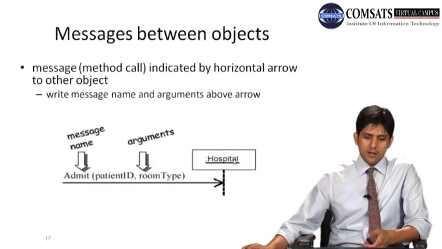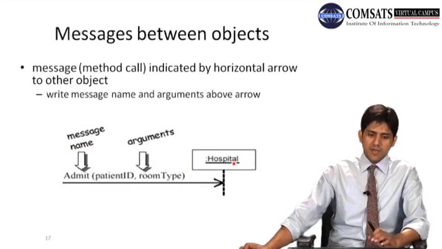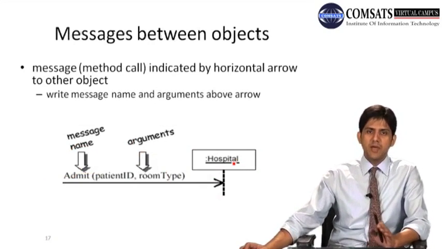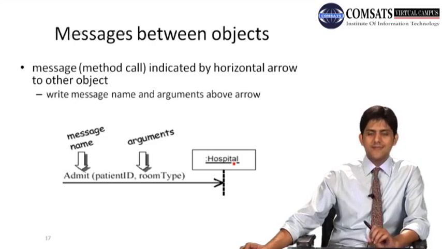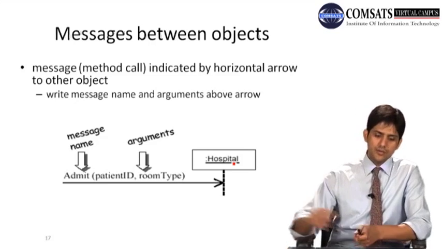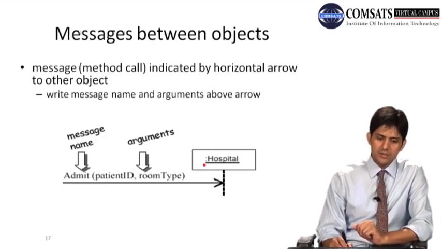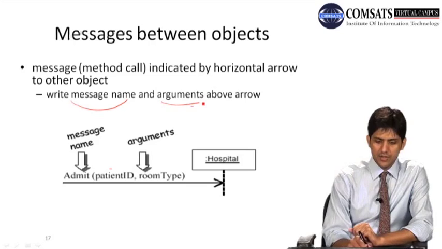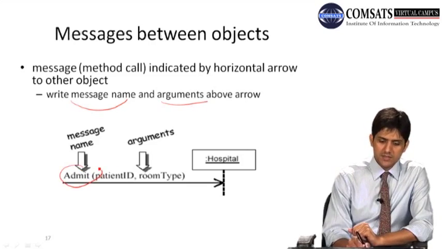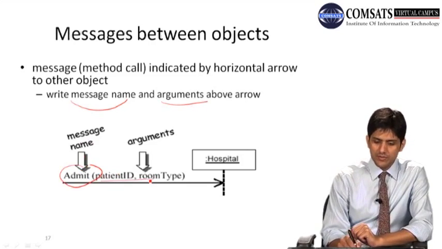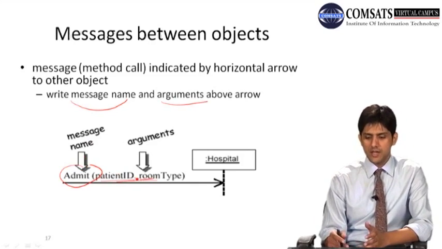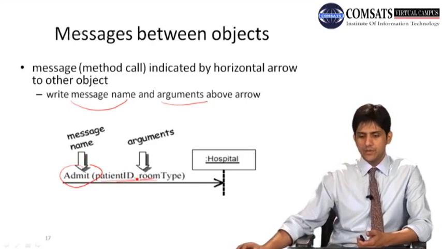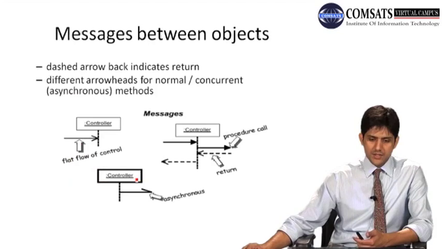Okay, just a quick recap of the messages, or the method calls between different objects. It is indicated by this horizontal arrow to other objects, which we have already seen again and again. What we do is we write the message name and the arguments above the arrow. So with a message, this is the message name, and we can have these arguments. We can attach arguments to it, and then we send it to another object.